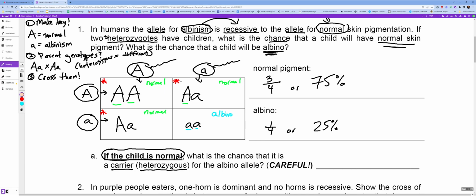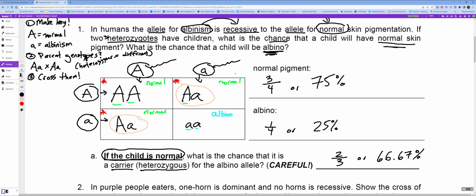Well, this one and this one, which would be 2 out of 3. So 2, I'll put that in a better color here. 2 out of 3, or 66.67%, something like that. Okay, so that's number 1.